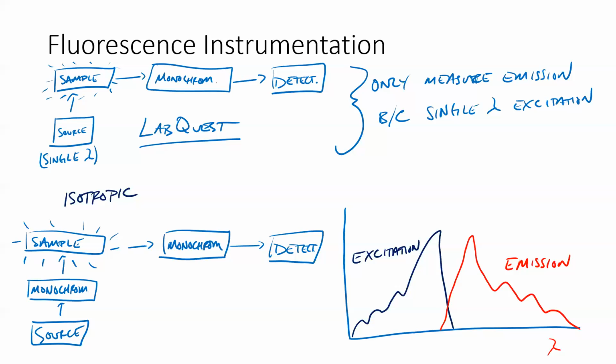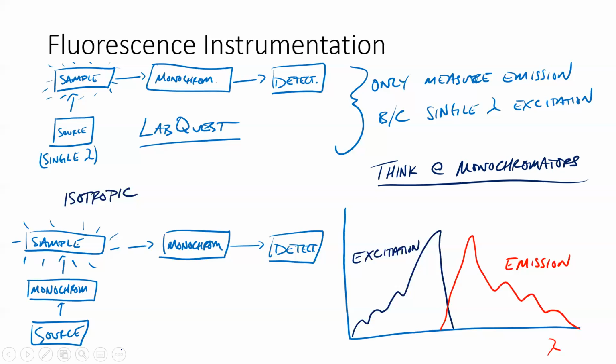Okay. All right, so I'll just put here, think about monochromators. Okay. All right. So that's our main instrumentation. I won't go into a whole lot of detail here. The monochromators are the same type we use in UV-Vis. The detectors are the same type we use in UV-Vis. The sources are the same type we use in UV-Vis, as long as we're talking about the dual monochromator setup.